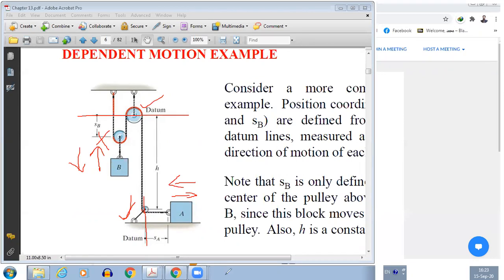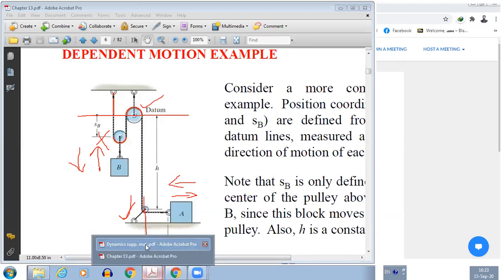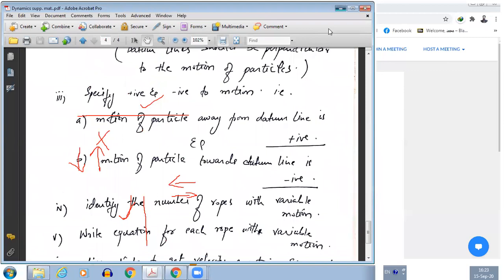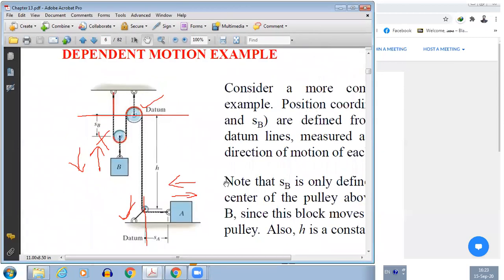What was the fourth point? I don't remember the fourth point. Let's see. 2, 3, fourth: identify the number of ropes. Now, how many ropes are there? There is one big rope here. However, there are some small ones as well: one connected with B, one connecting this pulley to the fixed reference. This is not a rope, this is a member. Anyways, you see here, these ropes have no variable. Why? Because they are not in motion.